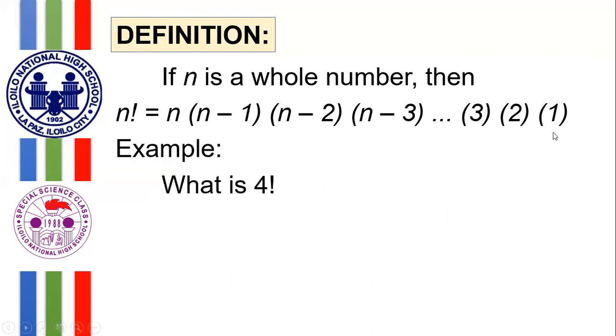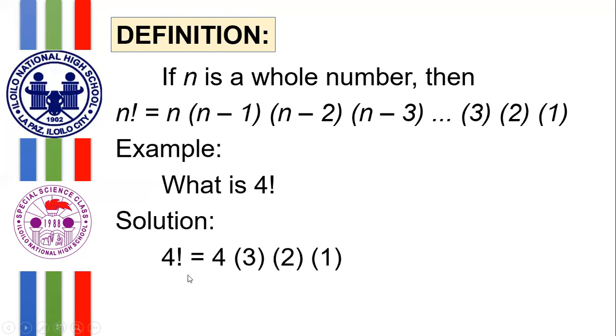Example, if I ask you, what is 4 factorial? By using the definition, all the whole numbers from 4 all the way down until 1 are 4, 3, 2, 1. So 4 factorial is equal to 4 times 3 times 2 times 1, which is 24. I hope you got 24 correctly. All right. Next one.